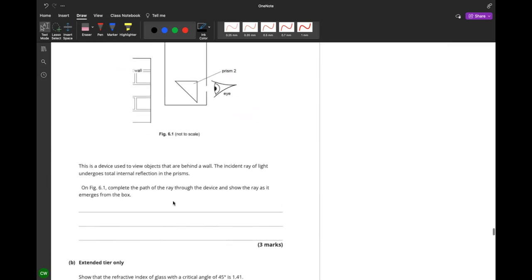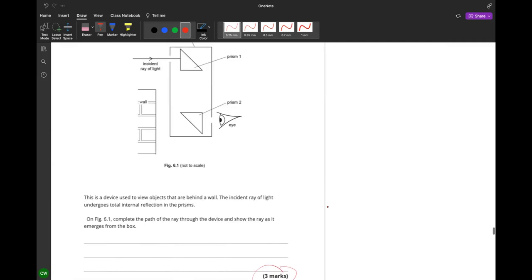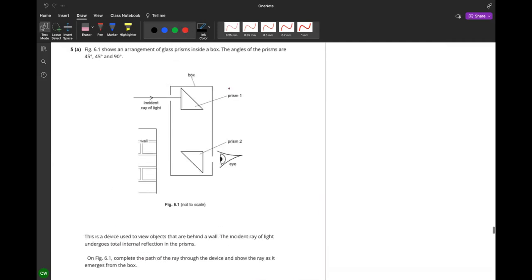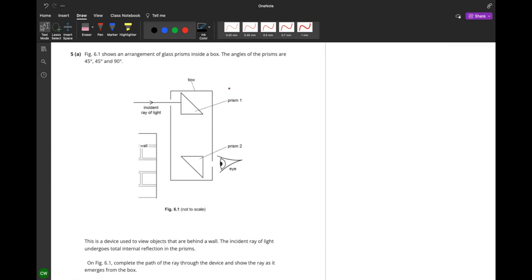Okay, I'll give you some time, 3 minutes to do this one. Try to complete the diagram, prism. Okay, try and see. Any problem? Put a hand.